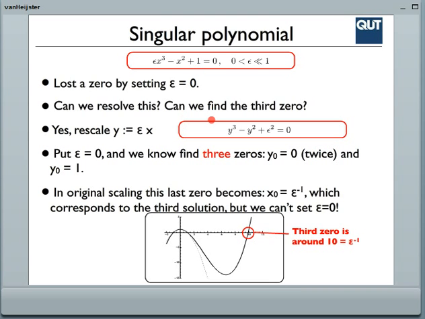As long as epsilon is not equal to zero, right? Because if epsilon is equal to zero, rescaling doesn't make any sense.